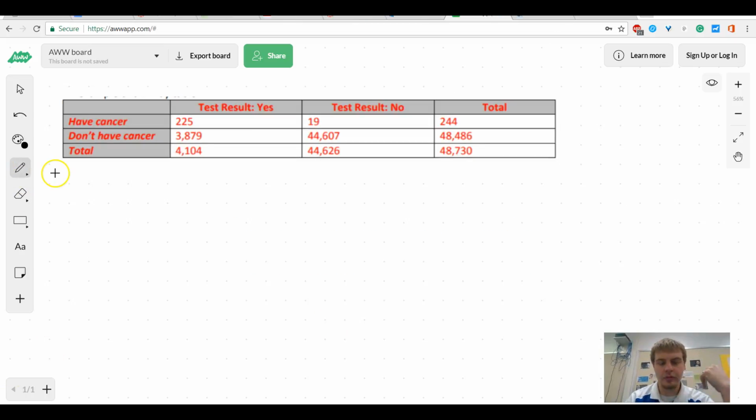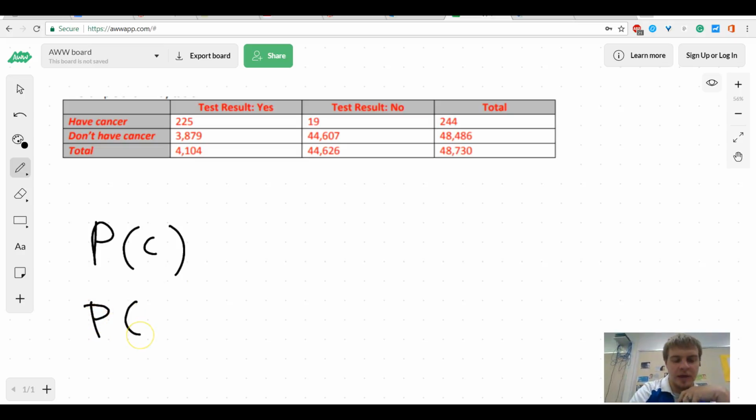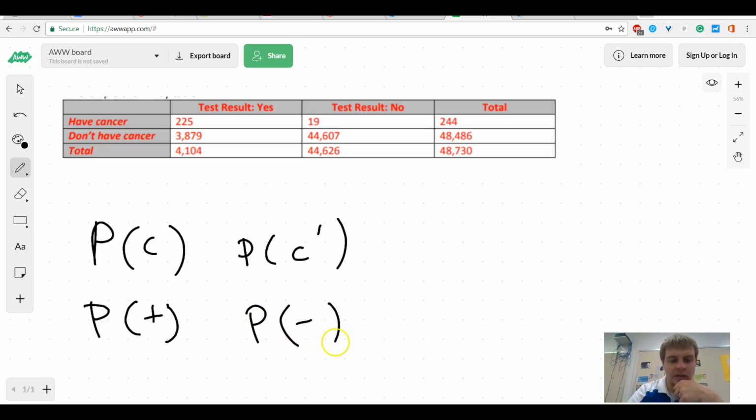Okay, so let's say we were given this table, and we're going to use this table for some information. Let's call this the probability of you having cancer, the probability of C. Let's say the probability that you test positive is a plus, the probability that you don't have cancer is C naught, and the probability that you test negative is that little negative sign. So that we can talk about everything and think about everything.